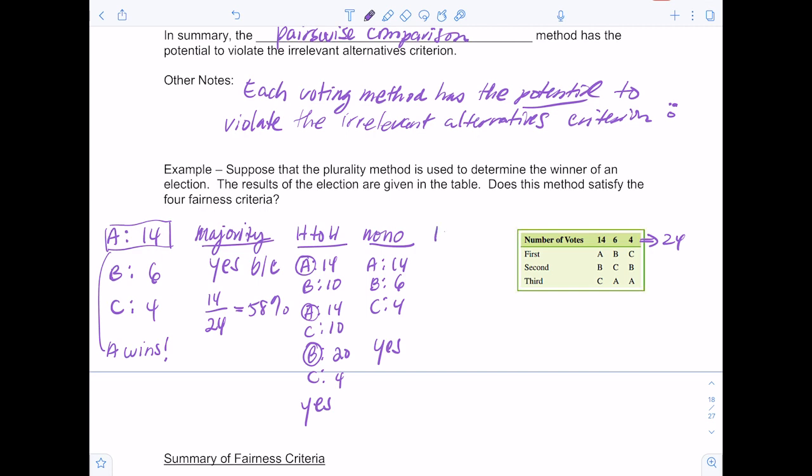And then the last one was the irrelevant alternatives criterion. For this one, you want to do pairwise comparisons. We already kind of did that right here. As you can see, A would win 2 points, B would win 1 point, and C is 0 points. So A won, so it satisfied the last criterion as well. So all 4 fairness criteria are satisfied.